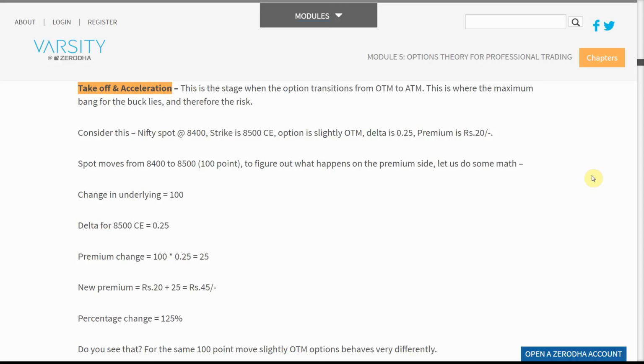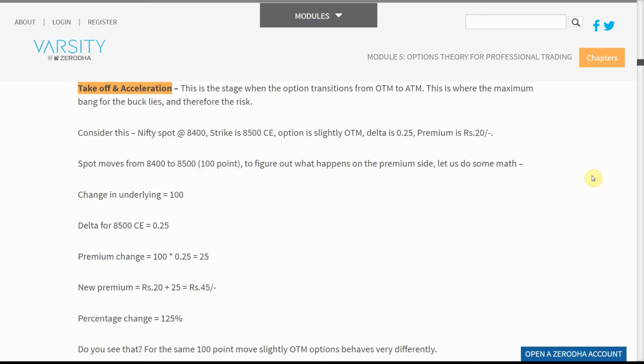Consider this: Nifty spot at 8,400. Strike is 8,500 CE. Option is slightly OTM. Delta is 0.25. Premium is 20 rupees per. Spot moves from 8,400 to 8,500, 100 points. To figure out what happens on the premium side, let us do some math.